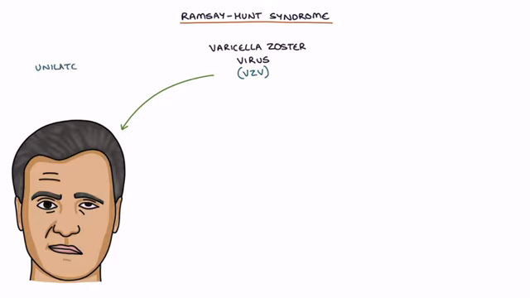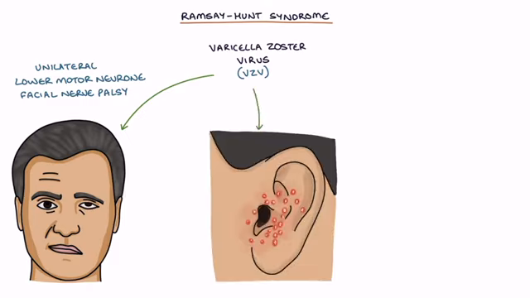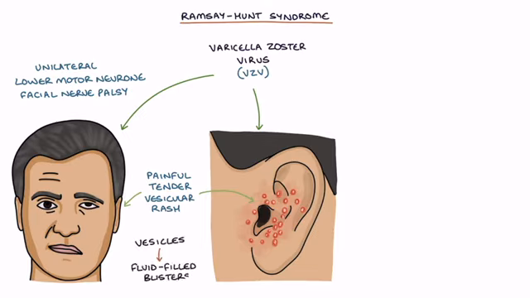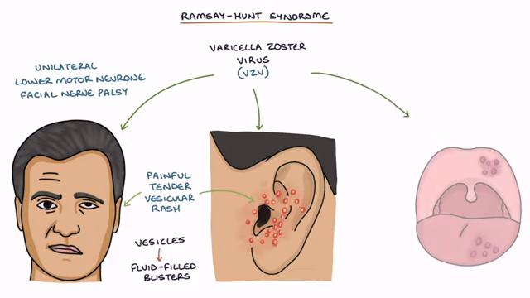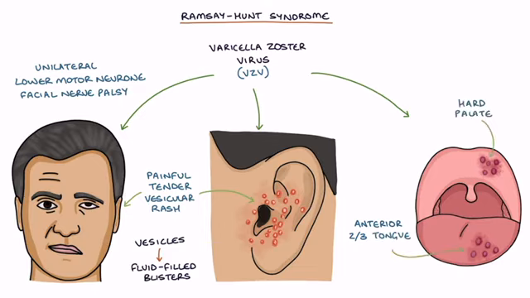Next, let's talk about Ramsay-Hunt syndrome. Ramsay-Hunt syndrome is caused by the varicella zoster virus, or VZV. It presents as a unilateral lower motor neuron facial nerve palsy. Patients stereotypically have a painful and tender vesicular rash in the ear canal, pinna, and around the ear on the affected side. Vesicles are fluid-filled blisters. This rash can extend to the anterior 2/3 of the tongue and the hard palate inside the mouth.